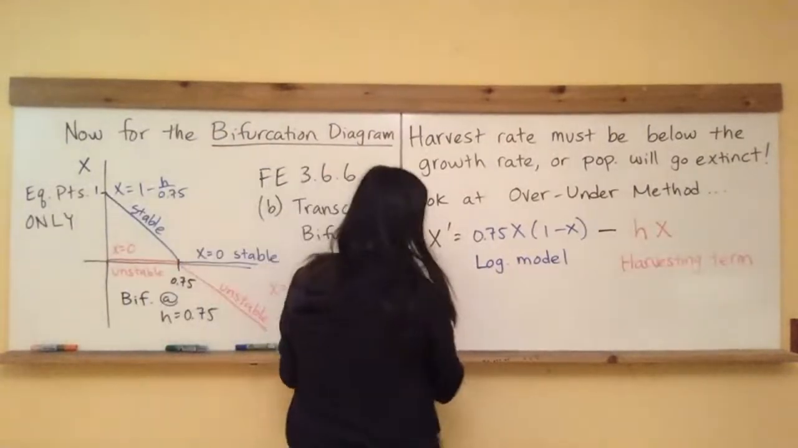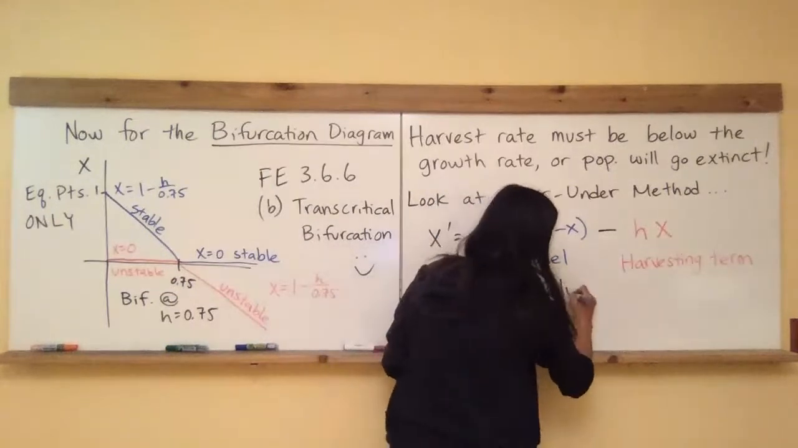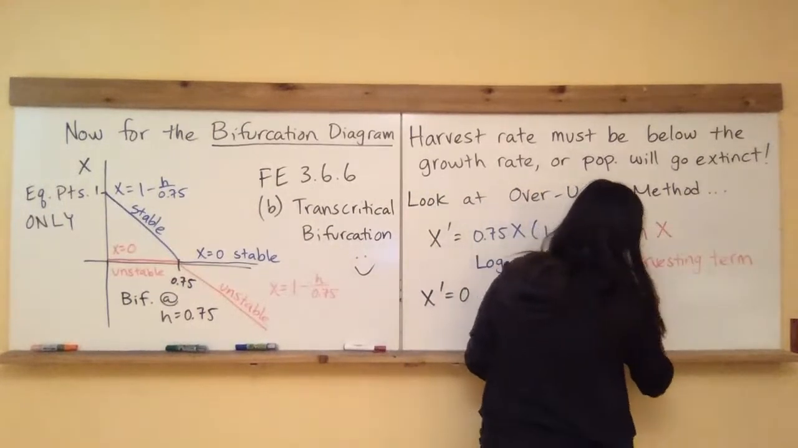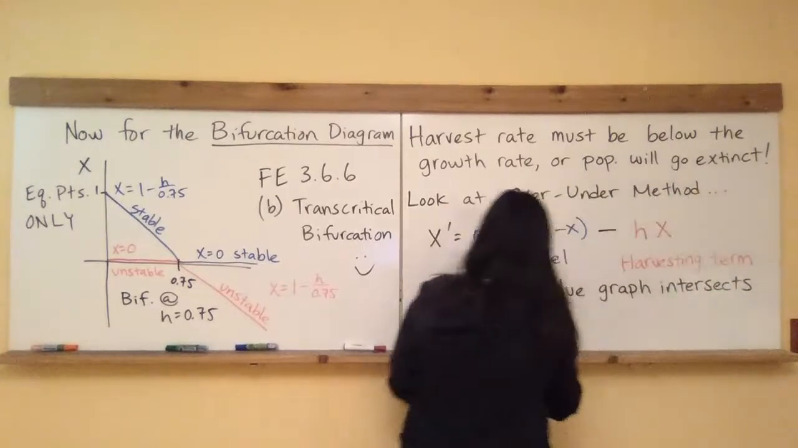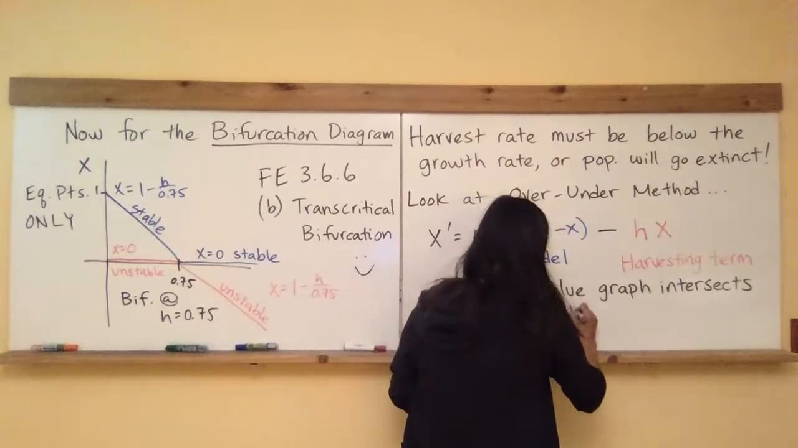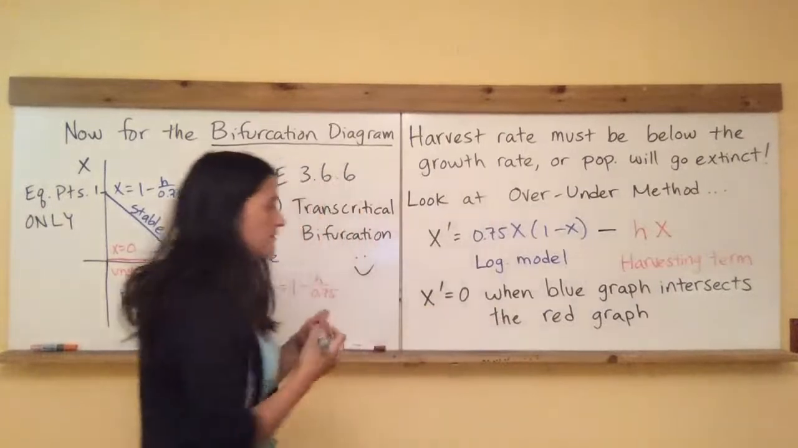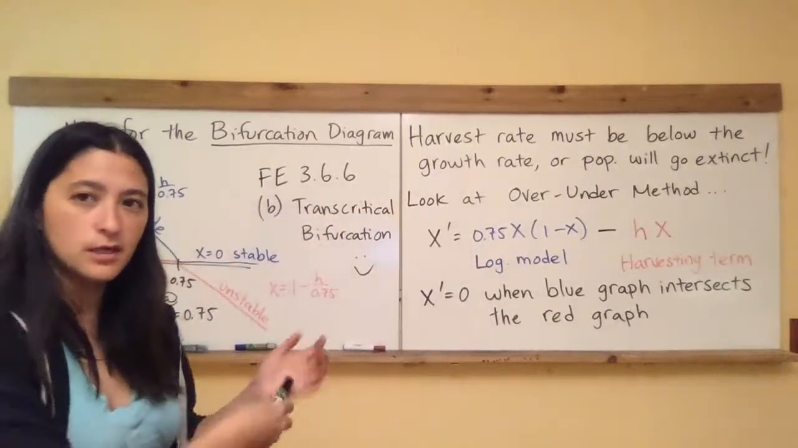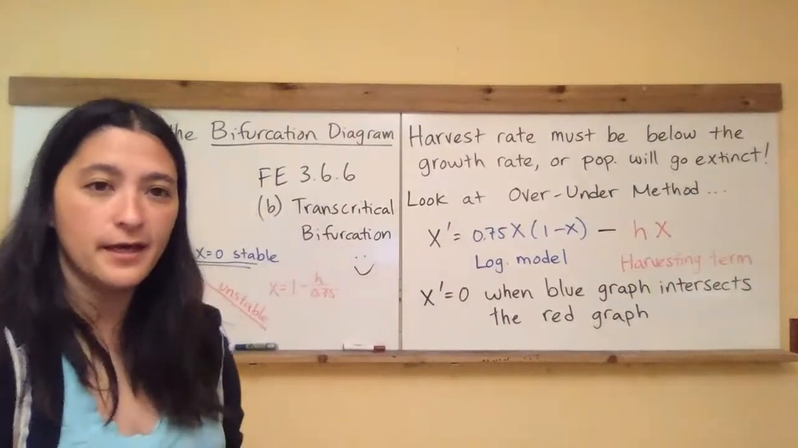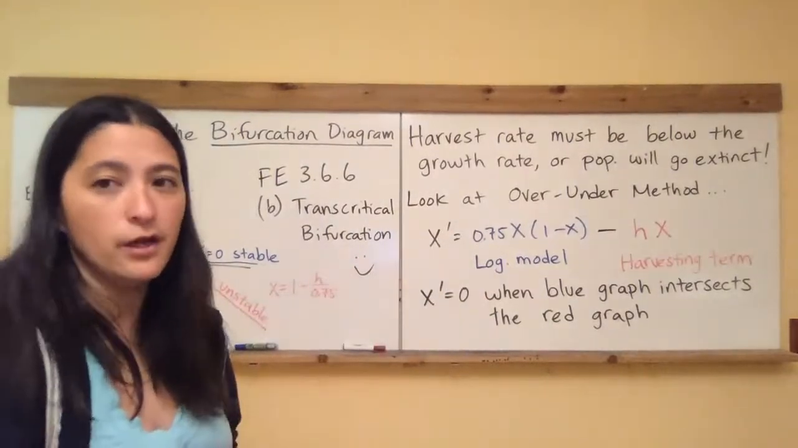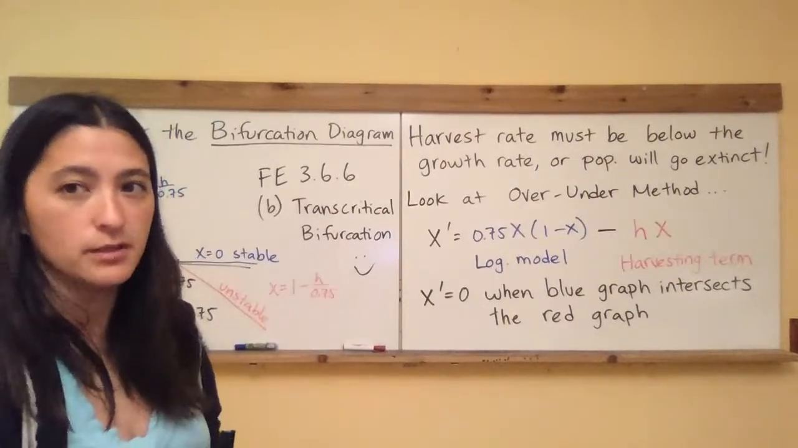Okay? So in this method, x prime equals 0 when the blue graph intersects the red graph. Okay, and then after we locate the equilibria by reasoning where the logistic model meets the harvesting term, then on either side of that equilibrium point, we're going to talk about who's over and who's under, and that's going to tell us the stability. Okay?